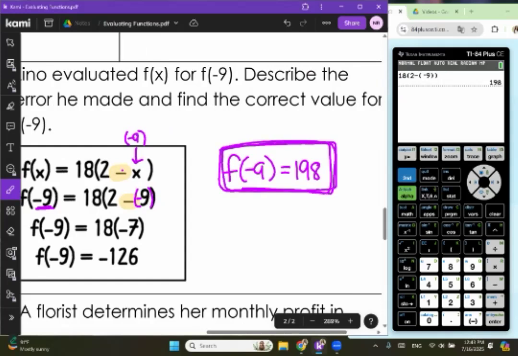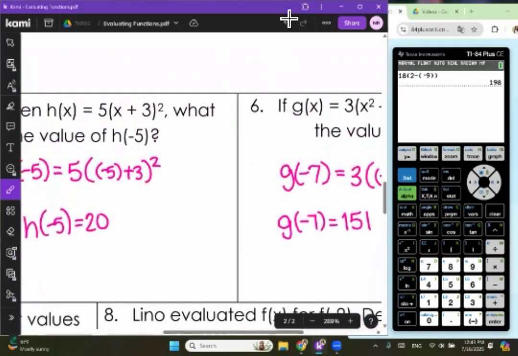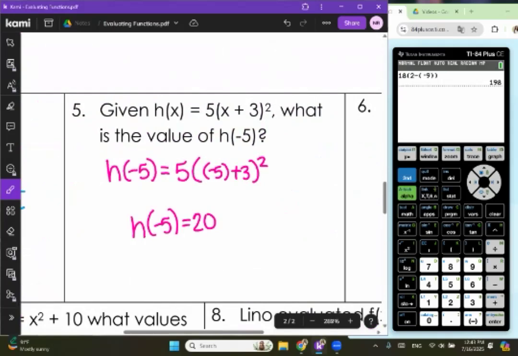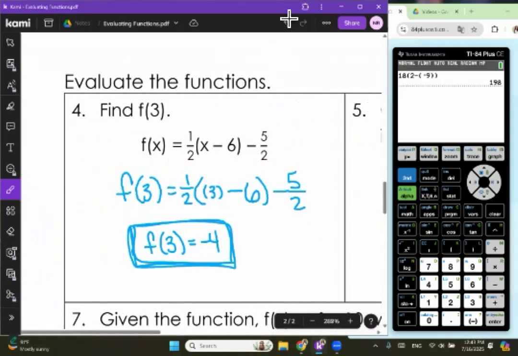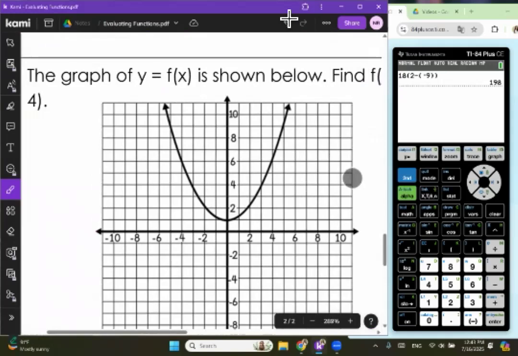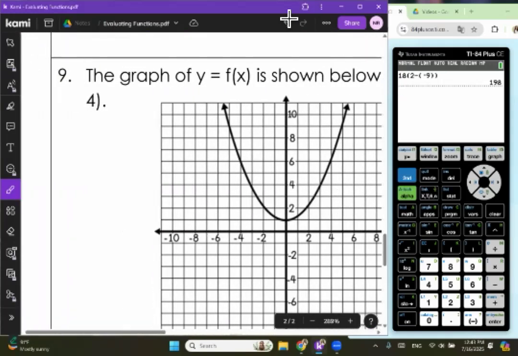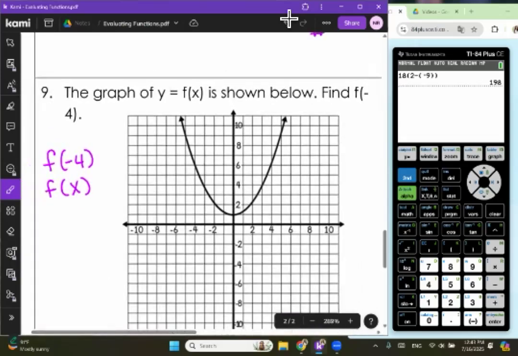Okay. All of these numbers that we're plugging in, notice they all represent what? X. So when you see a problem like this in the form of a graph, like we do on number 9, then it actually is technically a little bit easier. It says find f of -4. Why do I say it'll be easier? Because there's a -4 in your graph for x.